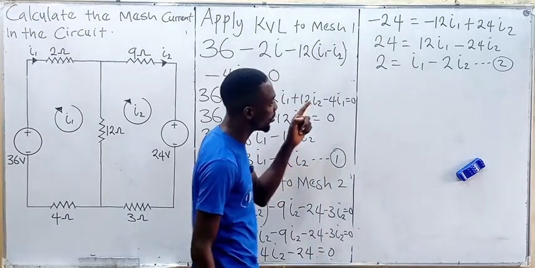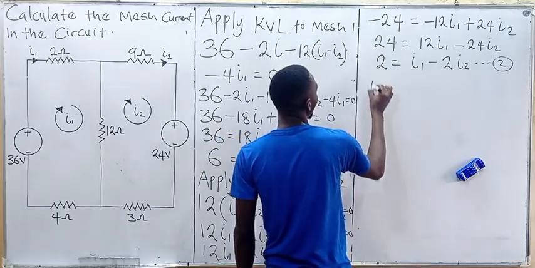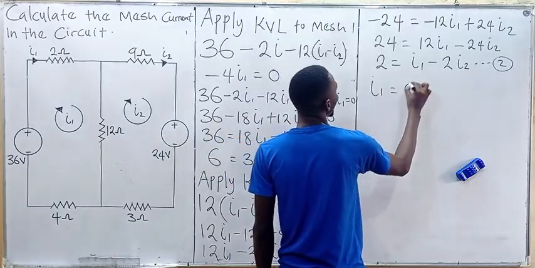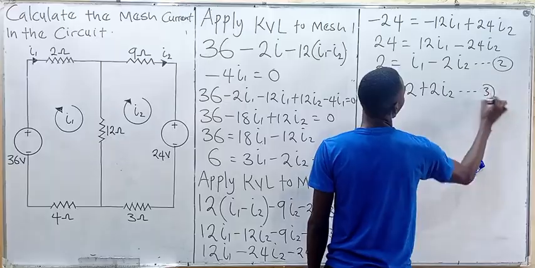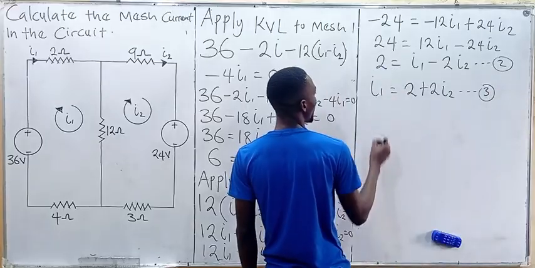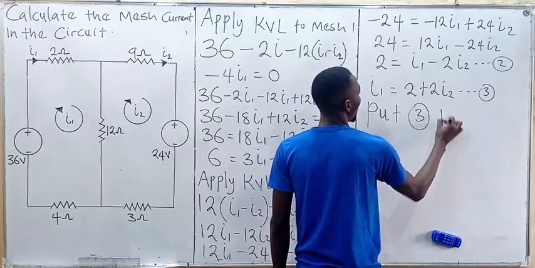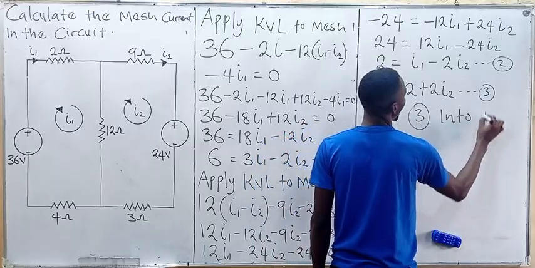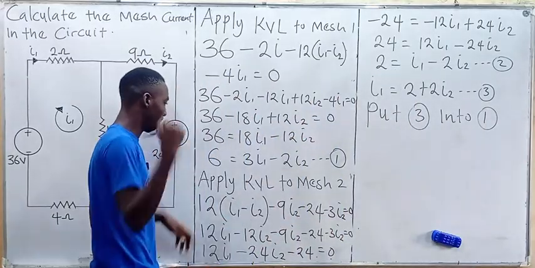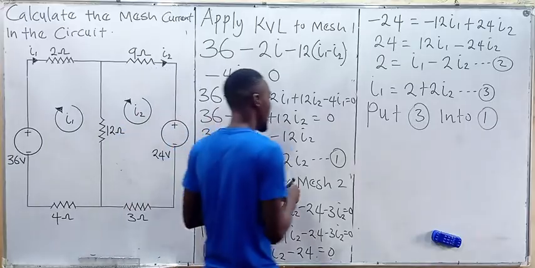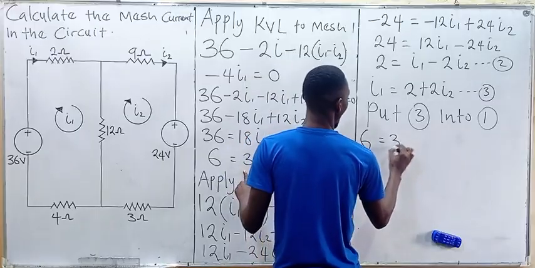So from this equation 2, we can make I1 the subject. So if we make I1 the subject, I1 will be equal to 2 plus 2I2. So we can call this equation number 3. So we are going to put equation number 3 into what? Into equation number 1. So what is equation number 1? Equation number 1 is 6 is equal to 3I1.